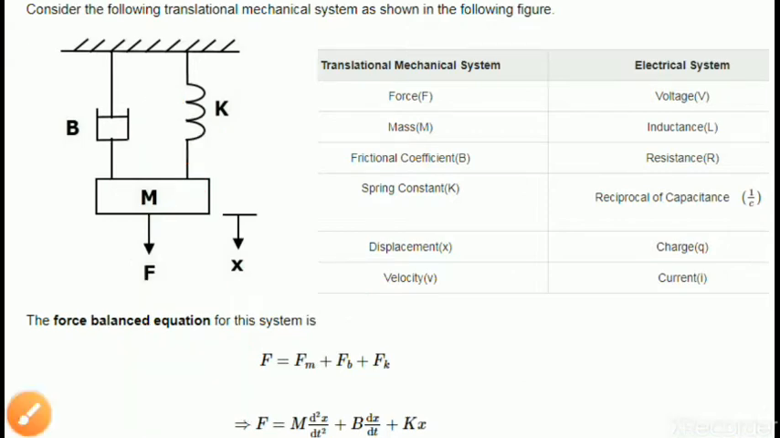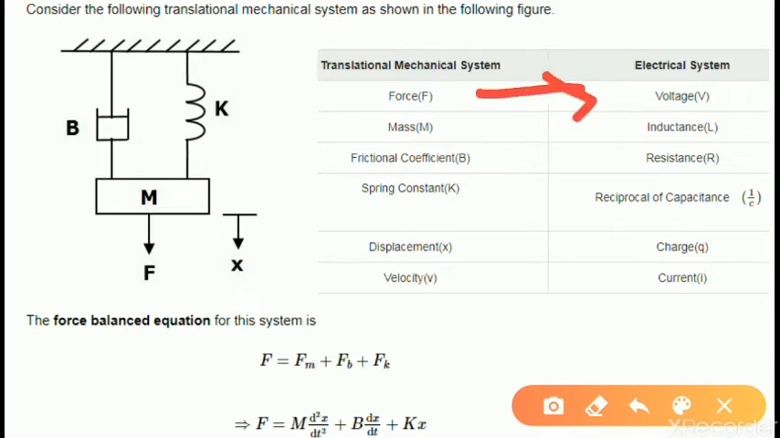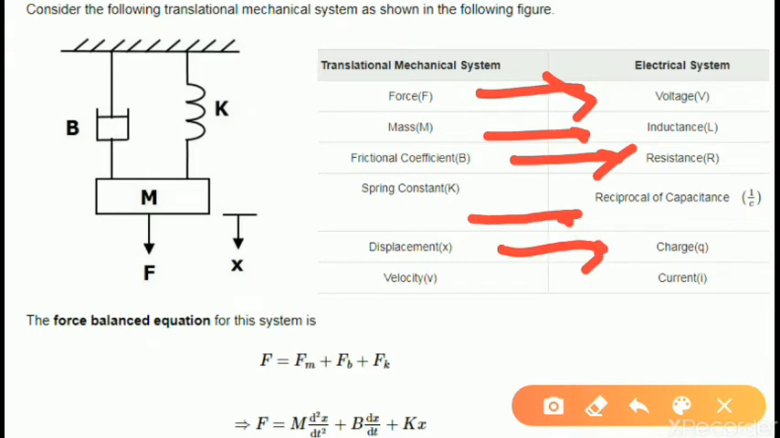We have some analogy of the translational mechanical system with the electrical system. We can replace force with voltage, mass can be replaced by inductance, frictional coefficient b can be replaced by resistance, spring constant can be replaced by the reciprocal of capacitance, displacement is replaced by charge q, and velocity is replaced by current. These are the electrical analogies for the translational mechanical system.